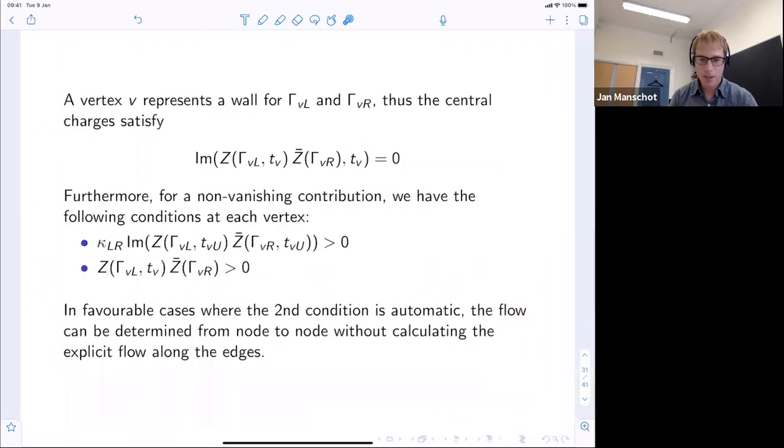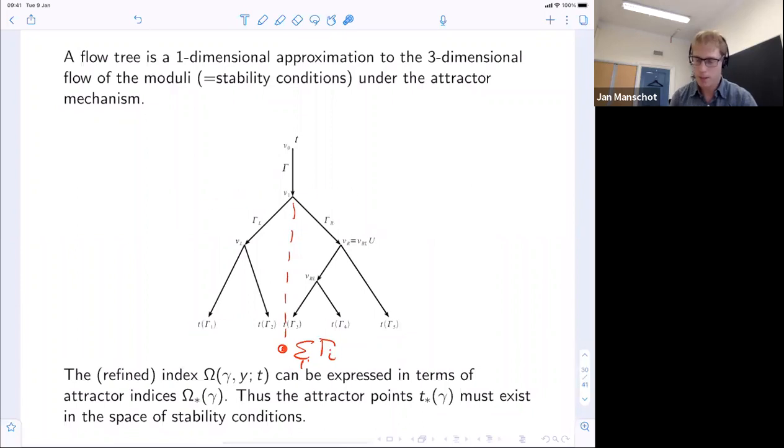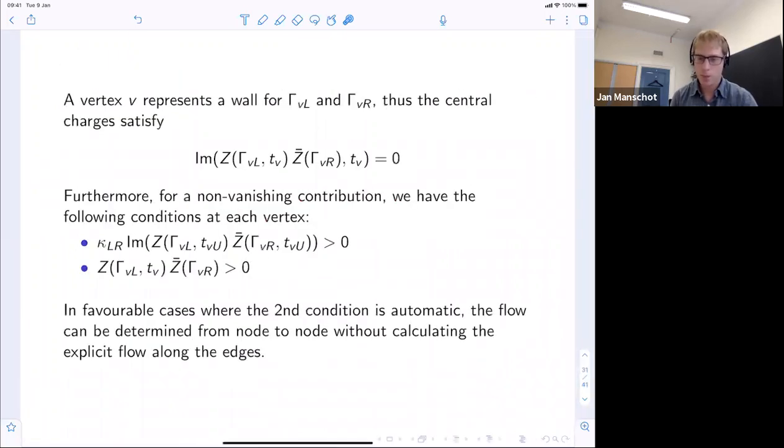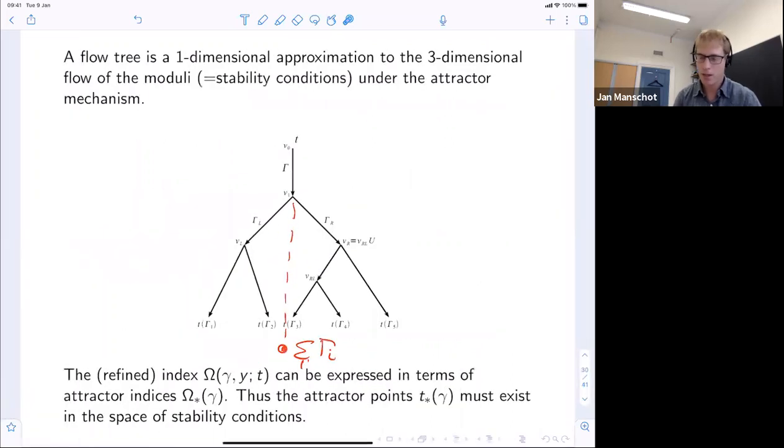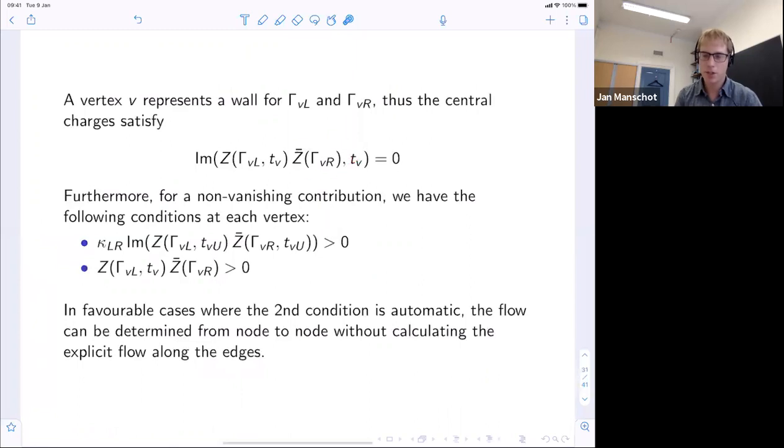Okay, so as I said, at the vertex at the wall here, we are at the wall. This means that the central charge, which was introduced in the talk by Pietro Longhi, so I won't introduce it again, is a map from the charges to the complex numbers. Because it's a wall, the imaginary part of Z of the charge going off to the left times the complex conjugate of Z of the charge going off to the right is equal to 0. And for a non-vanishing contribution, we have the following conditions at the vertex.